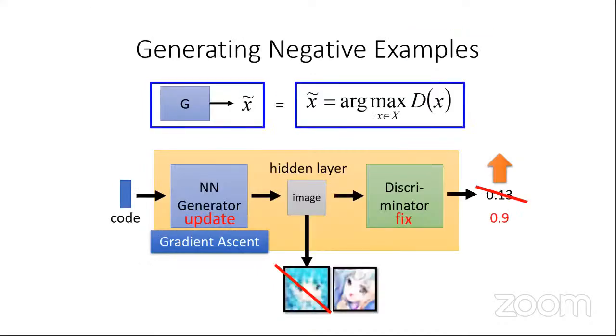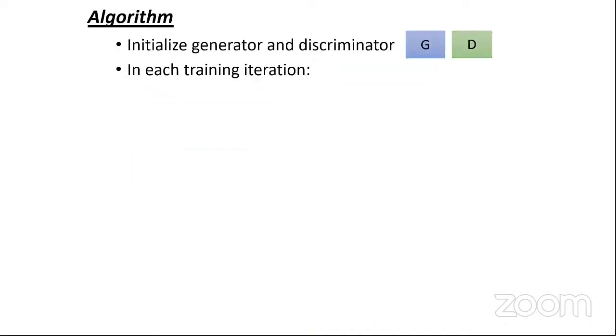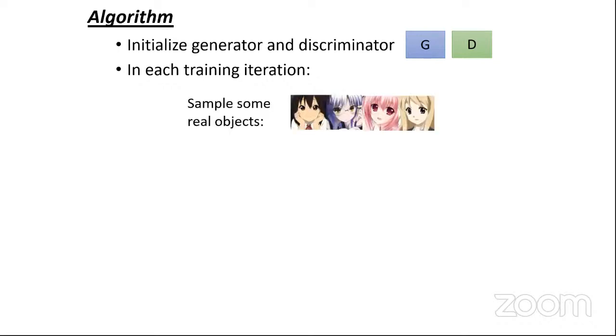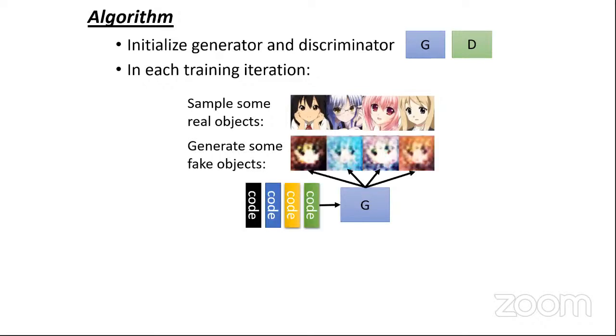So let's put things together. These are the components. This is giving you some conceptual idea about how GAN should be trained. Now let's look into the real training process of GAN. So we initialize the generator and the discriminator neural networks with random weights and biases. The weights of the generator are denoted by G and the weights of the discriminator are denoted by D. So in each training iteration, we sample some real objects like this. The generator generates some fake objects like this.